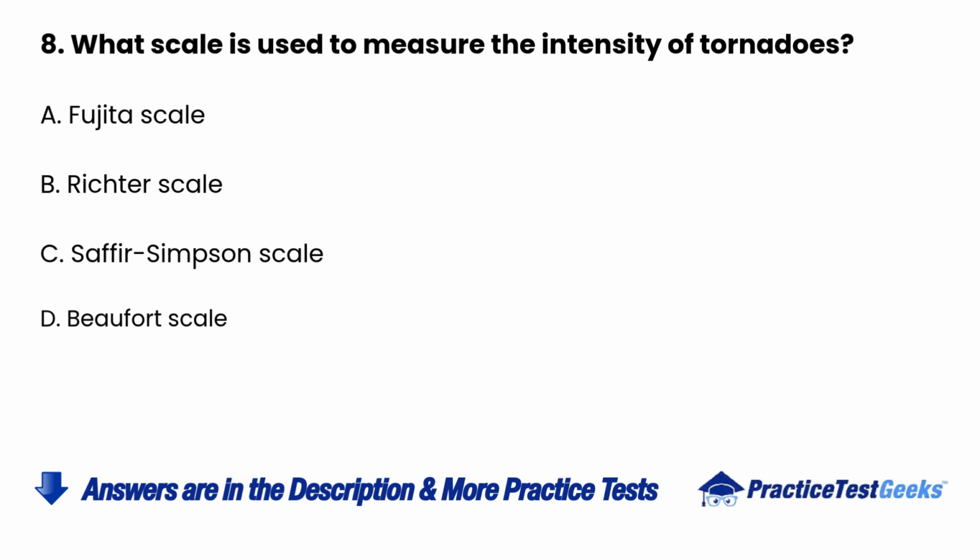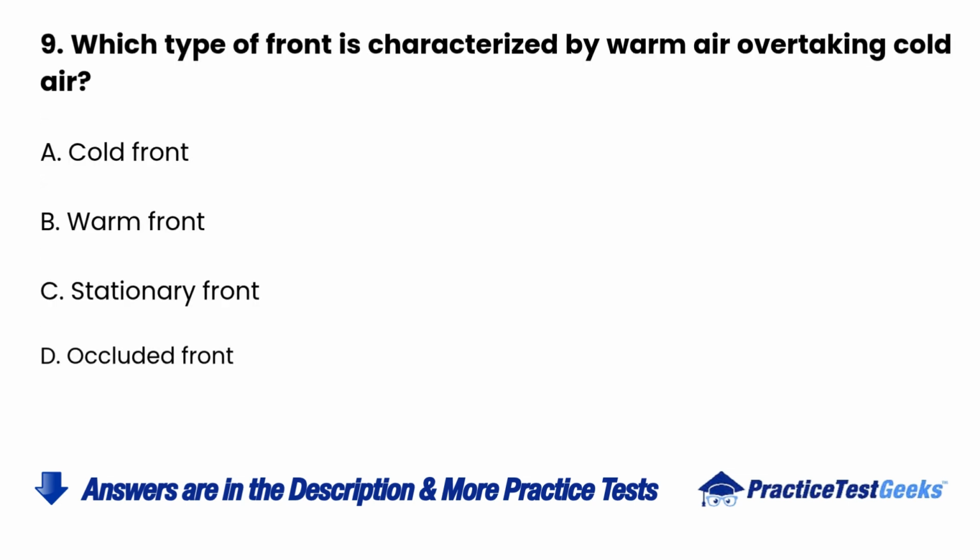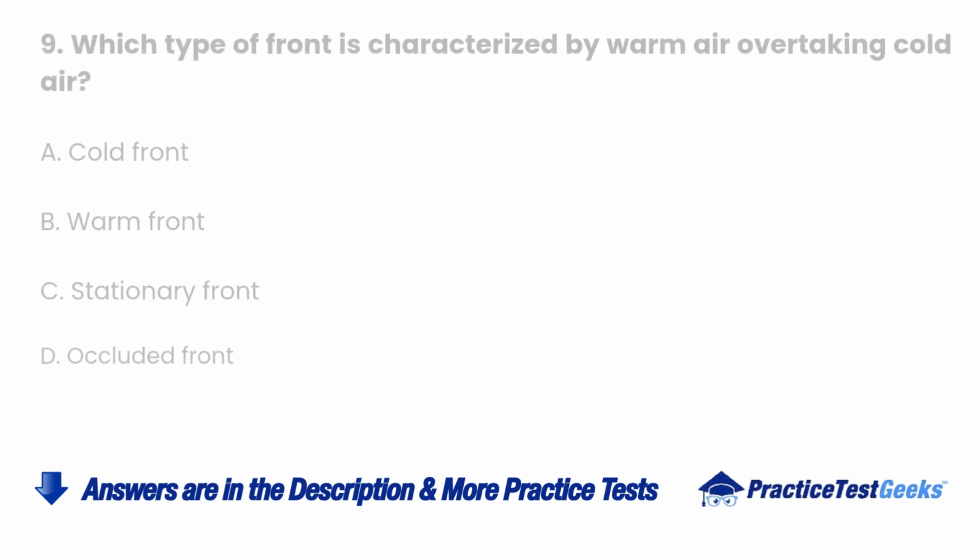A. Fujita scale. B. Richter scale. C. Saffir-Simpson scale. D. Beaufort scale. 9. Which type of front is characterized by warm air overtaking cold air? A. Cold front. B. Warm front. C. Stationary front. D. Occluded front.